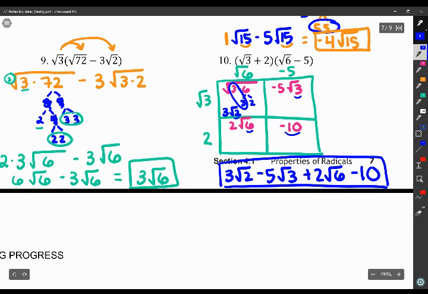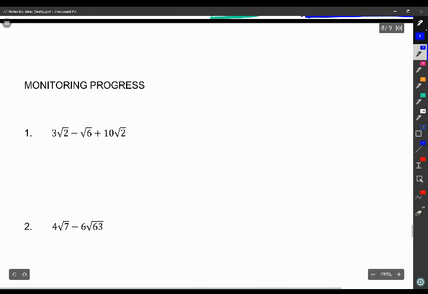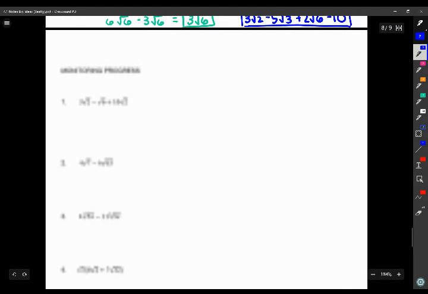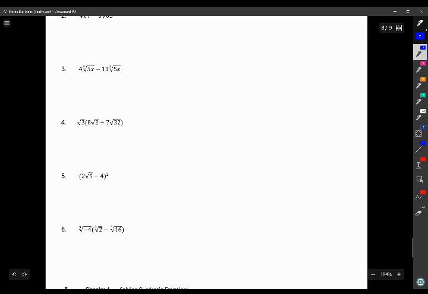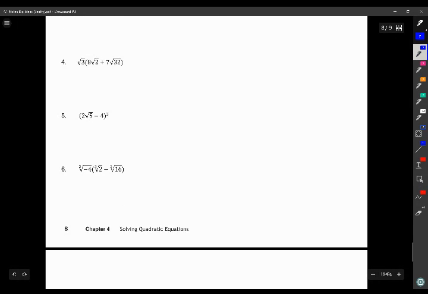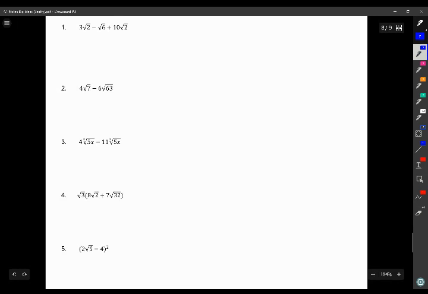Sometimes when you multiply, you get something that works out nice and you can combine like terms, but not always. So just be okay with that. If you can't do it, then you can't do it. That's your answer. The next little group is on monitoring progress. Try a few of these on your own. There's a minus plus problem, a minus problem, multiply, and well, actually a couple multiply. So I would definitely try those and then come back. So pause your video, come back and see how you did.